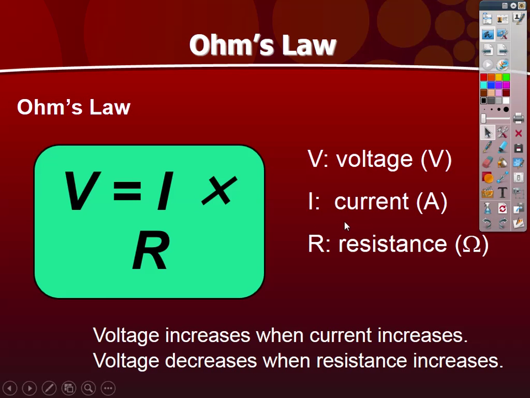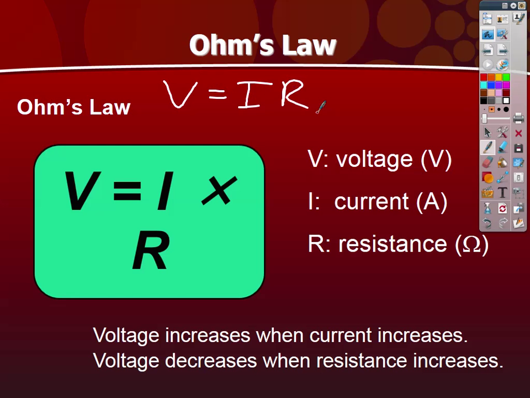But Ohm's law is V equals I times R. Voltage will equal current times resistance. Okay? Voltage equals current times resistance. All right?